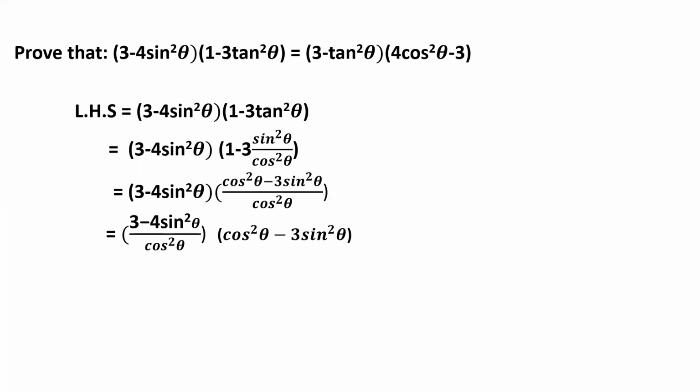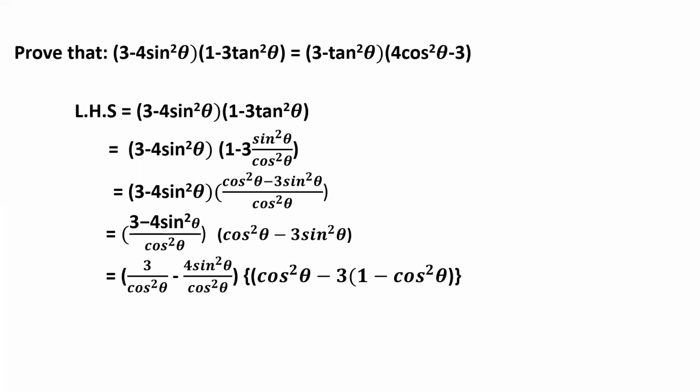Okay, now here cos squared theta minus 3 sine squared theta is there. It's a multiply sign. Remember, just I'm keeping cos squared theta under cos squared theta. Okay, now here, look at this. What I did here. See, exactly the concept that I use. Cos squared theta is separate here. 3 upon cos squared theta minus 4 sine squared theta upon cos squared theta. Okay, and look at another bracket part. Cos squared theta minus 3 times sine squared theta I changed into 1 minus cos squared theta.